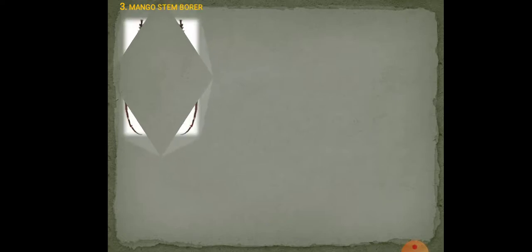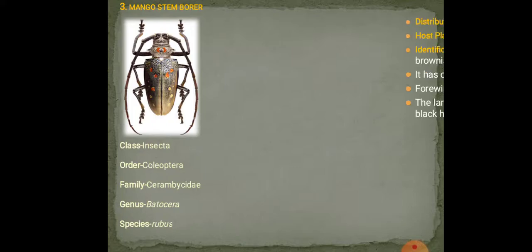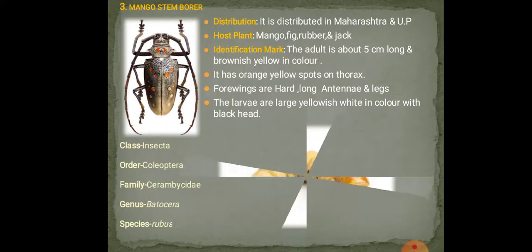Then the third one is the mango stem borer. It is again included in phylum Arthropoda, class Insecta, order Coleoptera, family Cerambycidae, genus Batocera, and species rubus. Then we see the external characteristics and distribution. It is distributed in Maharashtra and UP.